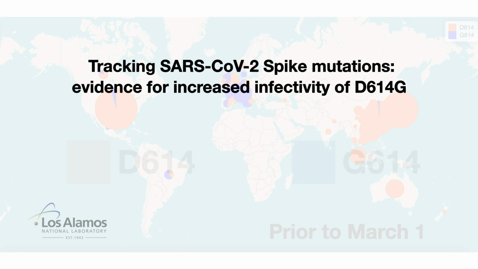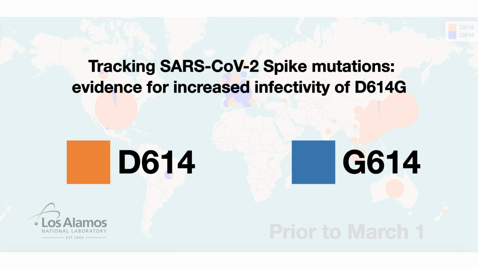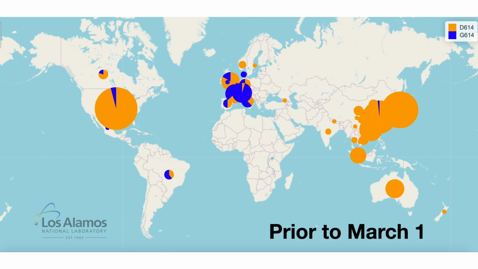Welcome to a walkthrough of Figure 1. The data is from a May 29, 2020 sampling of GISAID. Part A tracks the global shift in frequency of an amino acid in the spike protein in position 614. Orange represents a D or aspartic acid, blue a G or glycine.